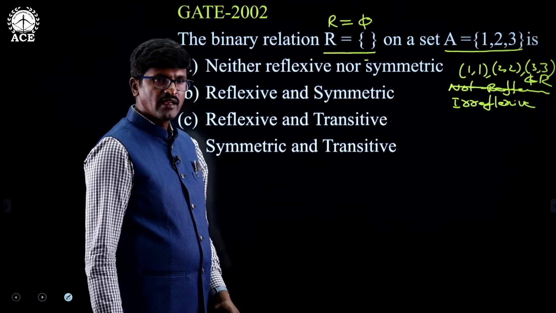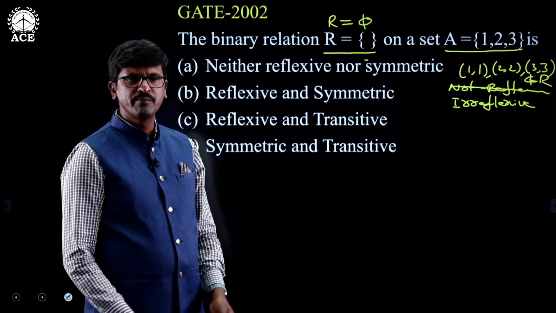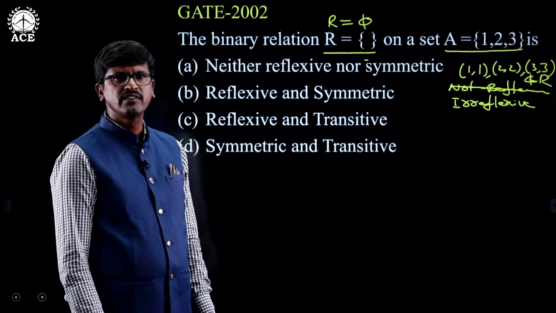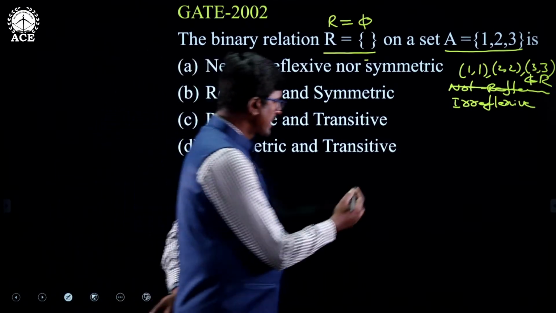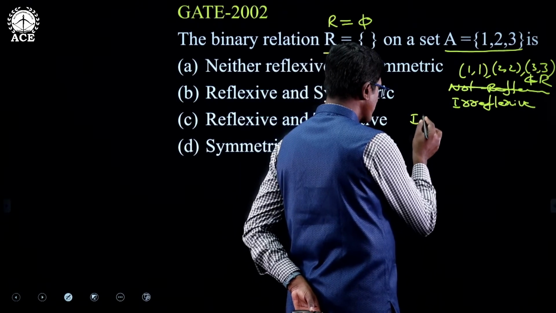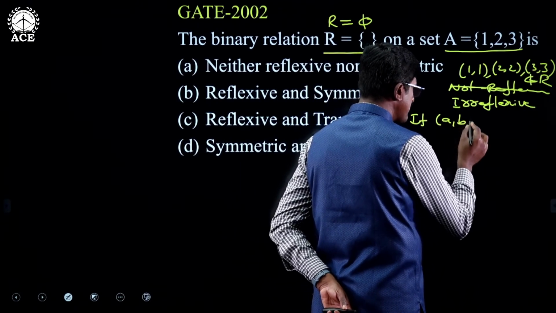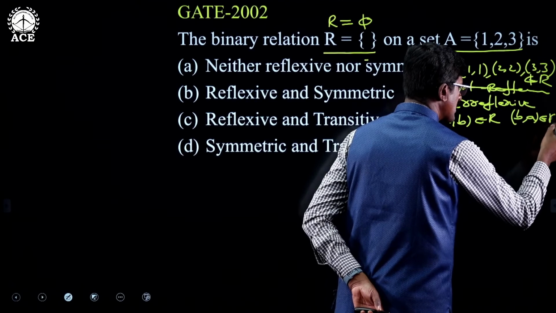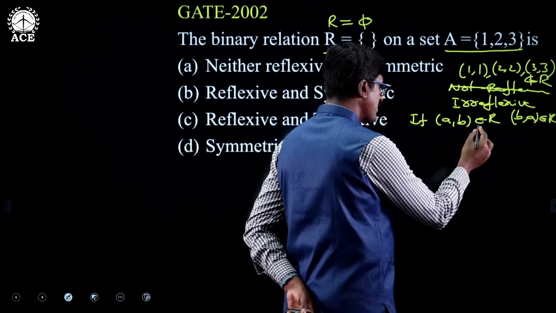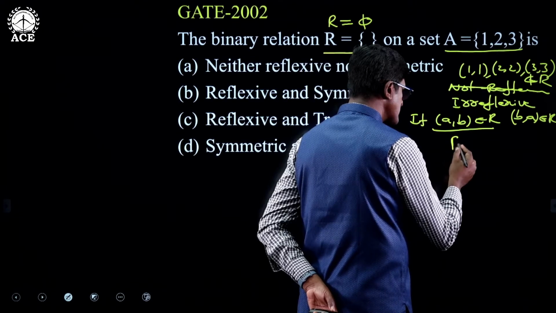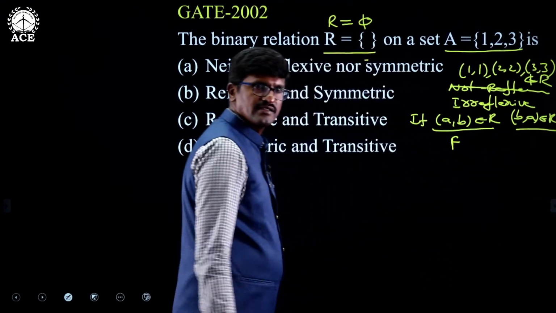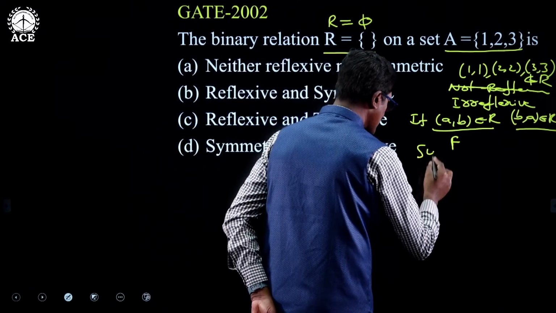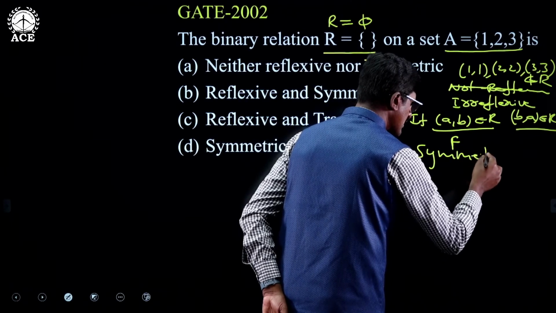Is it symmetric? If the relation does not have any ordered pairs, which means if there is no (A,B), then there is no need of thinking about (B,A). The symmetric relation says if (A,B) belongs to R, then (B,A) belongs to R. If (A,B) belongs to R is not there, if it is false, then obviously this statement is true. So the empty relation is a symmetric relation.